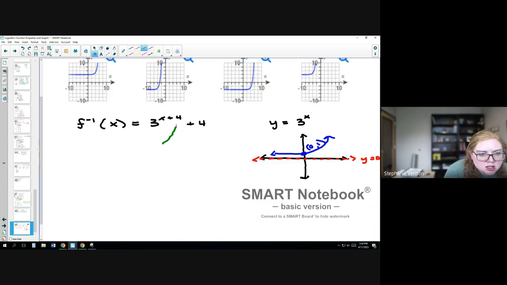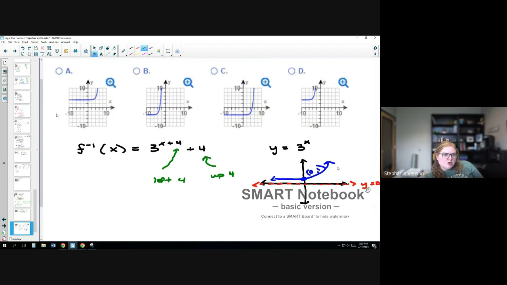Now, this plus 4 up here tells me that it's going to the left 4, and this plus 4 here tells me that it's going up 4. So I need to take this graph right here, and I need to shift it to the left 4 and up 4. So if I had to pick one of these that looked like it was shifted to the left 4 and up 4, I think that would definitely be D. And that is the answer.